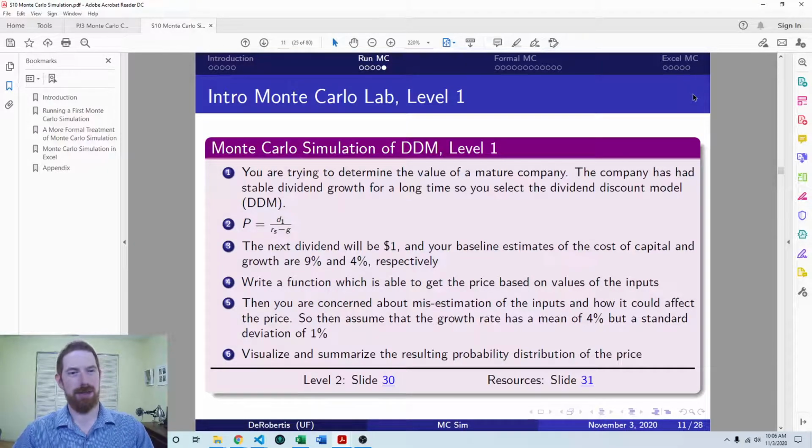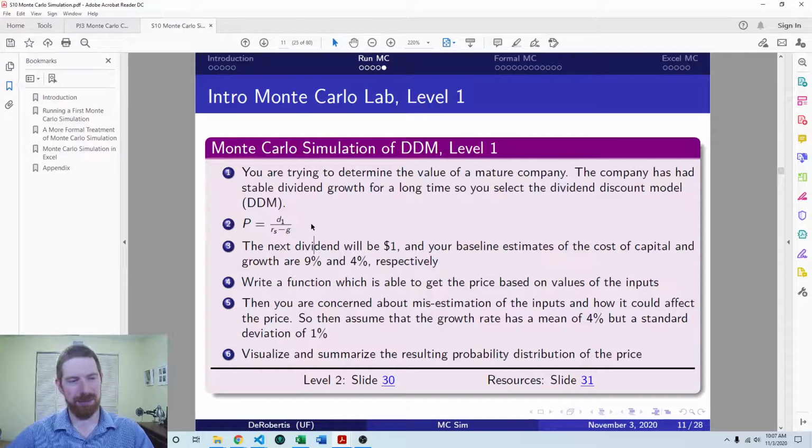And now we're reaching the lab exercise at the end of that material, and it's focused on the dividend discount model. So the situation here is that you're trying to value a mature company. They have stable dividend growth, and so this is a reasonable model to look at for valuation. And the model is defined as you see here in the second point. The price is equal to the next dividend over the cost of capital or discount rate of the stock minus the growth rate of the dividends on stock.